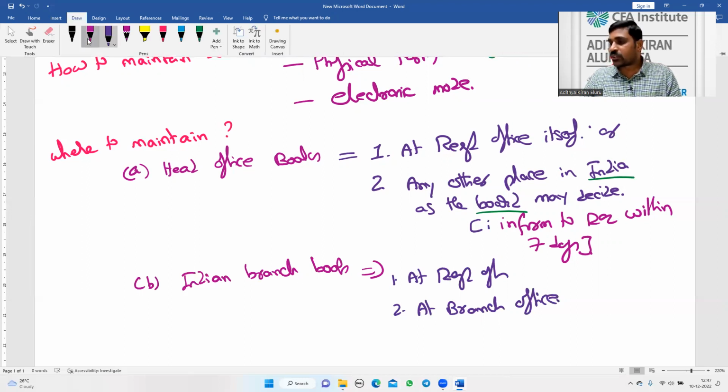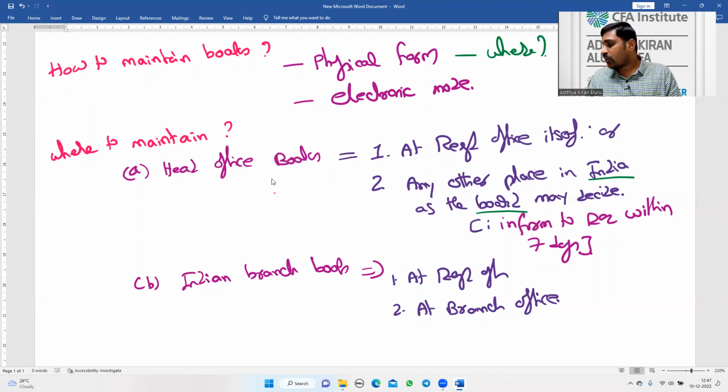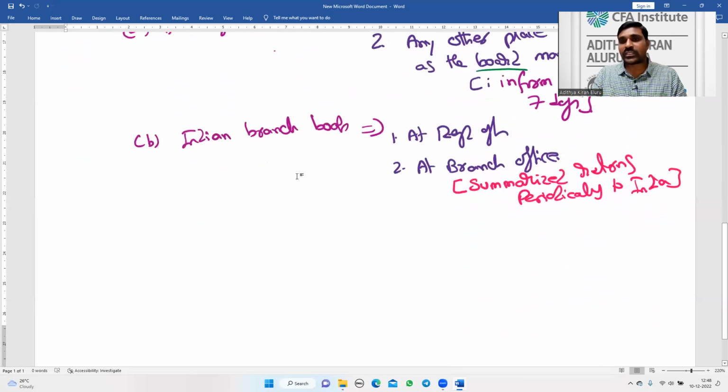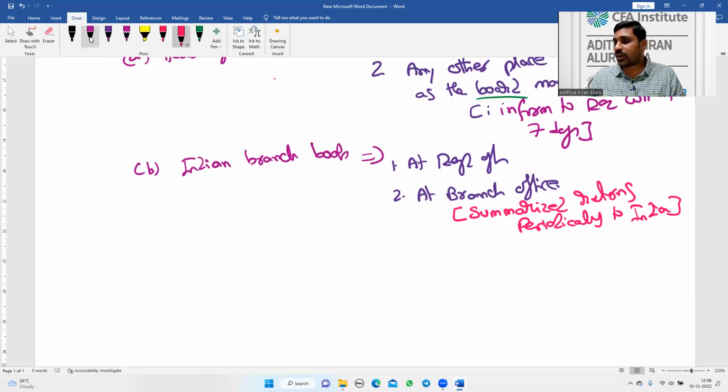If it is maintained at the branch office, then we need to send summarized returns periodically to India. So if the Indian branch books are kept at the branch office, we have to prepare and send summarized returns periodically to India.